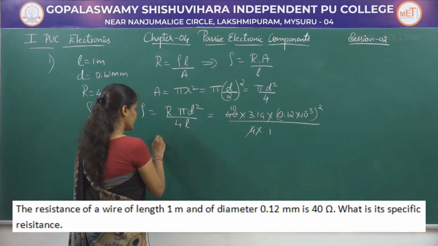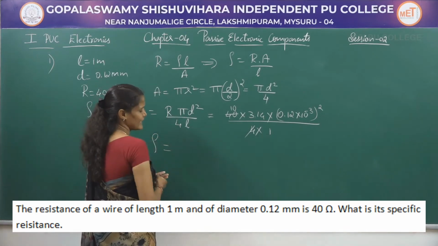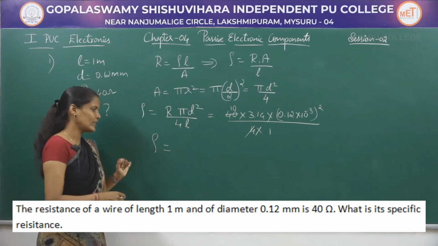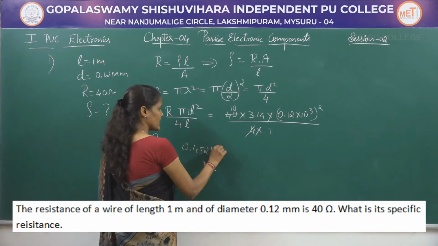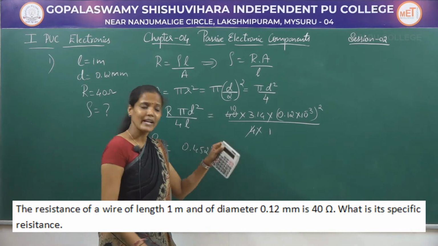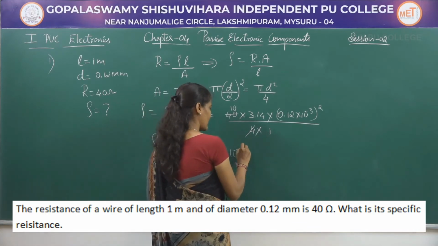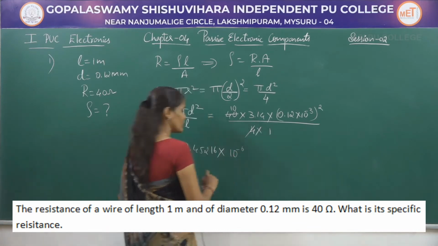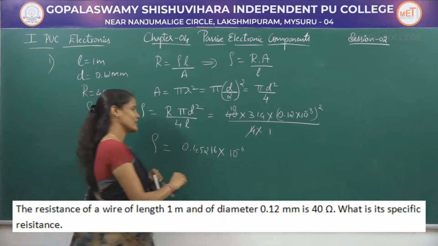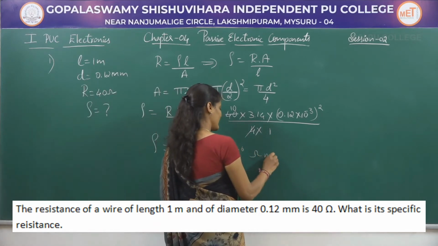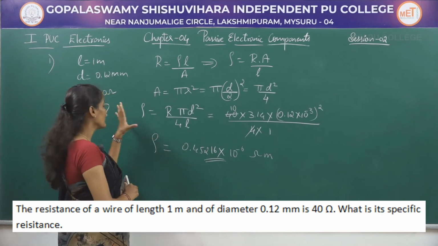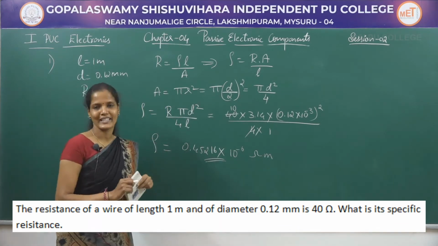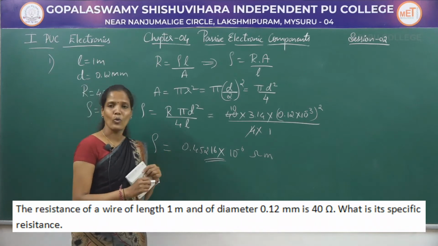So, after solving this expression, I will be getting a rho value as 0.45216 into 10 to the power of minus 3 whole square, which is equal to 10 to the power of minus 6, and the unit for this resistivity or the specific resistance is ohm meter. So, the final answer for this problem is 0.45216 into 10 to the power of minus 6 ohm meter.